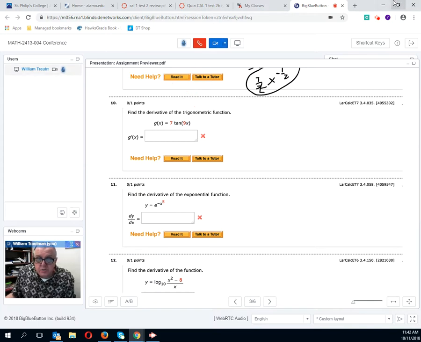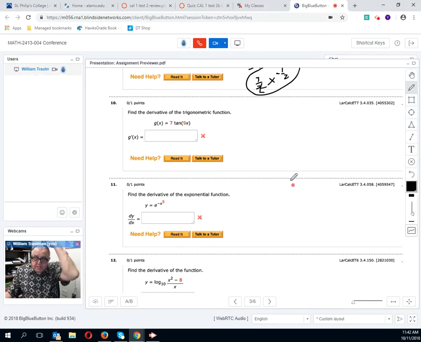Let's do number 10 and 11. I have them marked over here. Yeah, I have number 10 and 11. 10 and 11 both use the chain rule. That's usually where a lot of people miss their questions, from the chain rule.